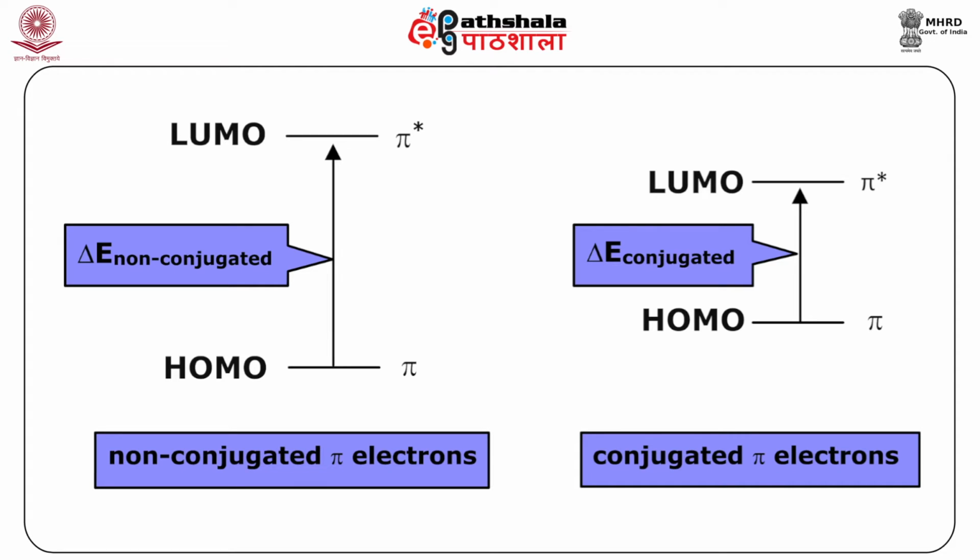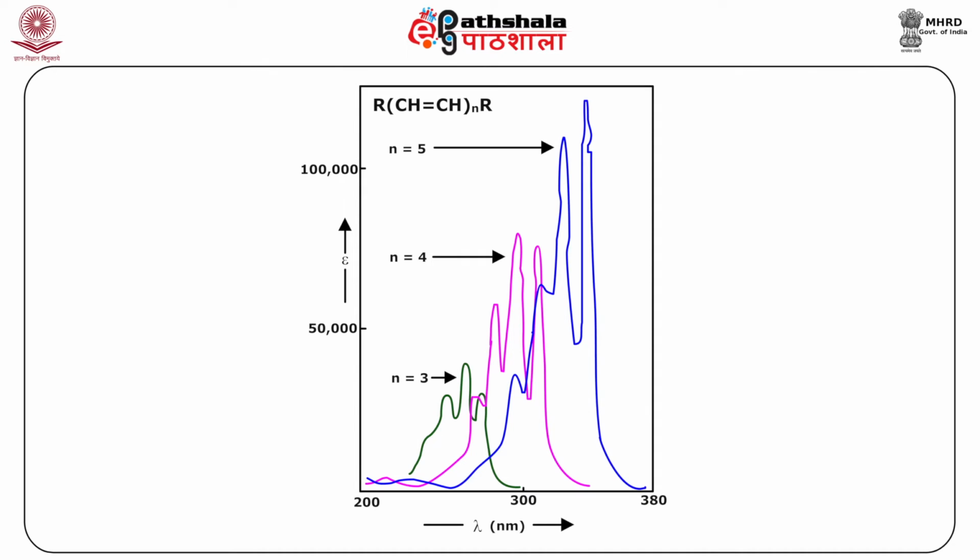As a result, less energy is required for an electronic transition in a conjugated system than in a non-conjugated system. This has been clearly and finely depicted in the figure. Now, the next figure clearly shows that increasing the number of conjugated double bonds increases the value of lambda max to a higher value. The more conjugated double bonds there are in a compound, the less energy is required for an electronic transition.